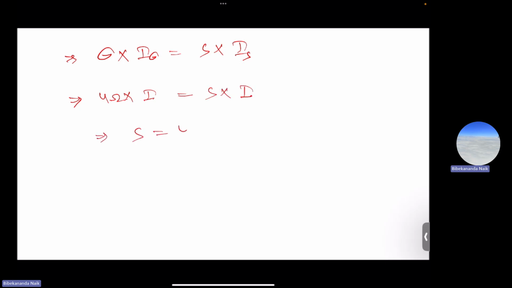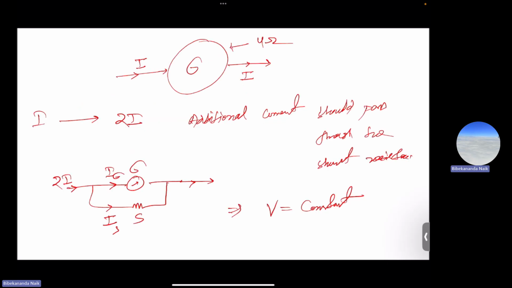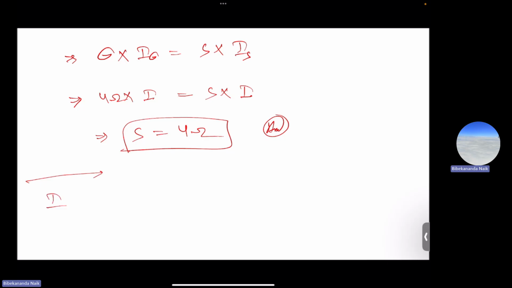That implies S equals 4 ohm. So if we connect an additional 4 ohm resistance, then the range will be twice. Now if the question was to make I to 3I, then in that case what will happen?